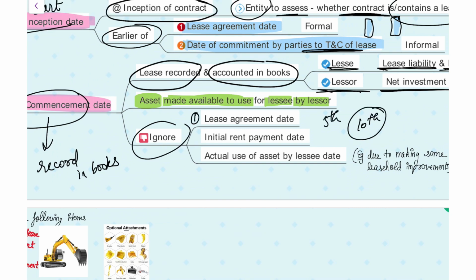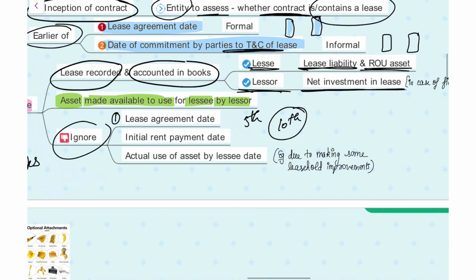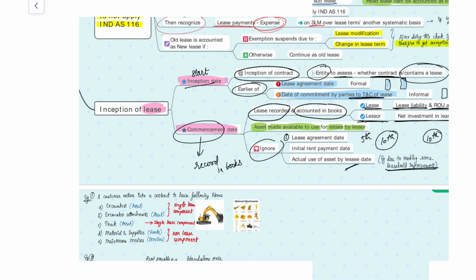It does not matter at what date the lessee starts to use it, but only at what date the lessor has given it to the lessee to use. Suppose on the 10th itself the lessor made the asset available to the lessee, but the lessee wanted to make some leasehold improvements, that means some modifications to the asset. So it took them a month, and on the 10th of the next month the lessee was able to start using it. That does not matter. Here you only have to see when the lessor made it available to use. So that is your commencement date.